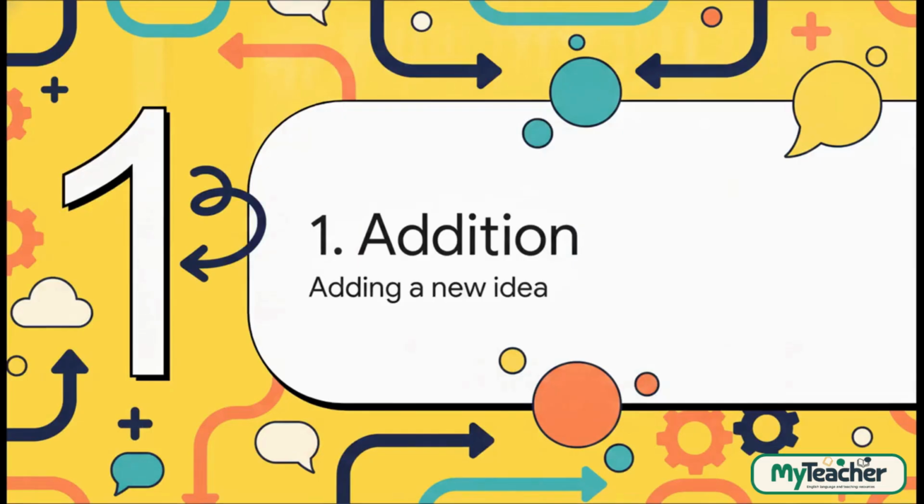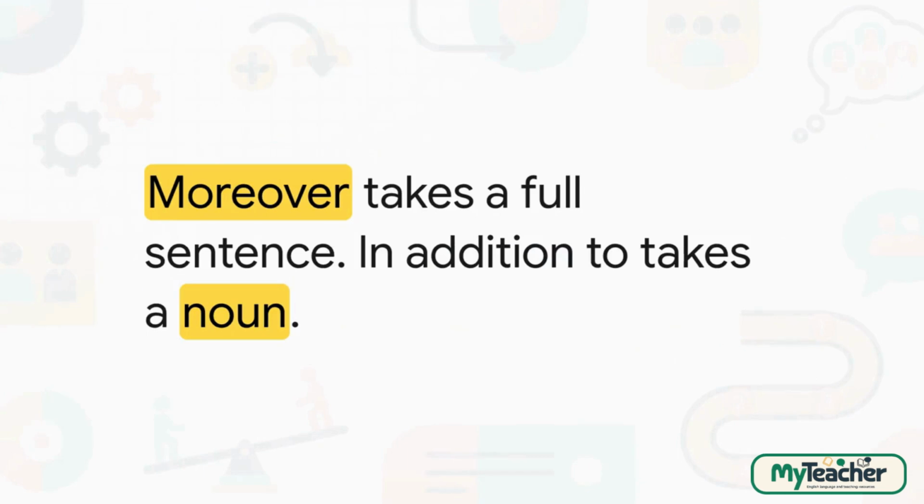First up is addition. When you want to add a new idea, you can use words like moreover and in addition to. But here's the rule. Moreover is always followed by a full sentence. On the other hand, in addition to is followed by just a noun.